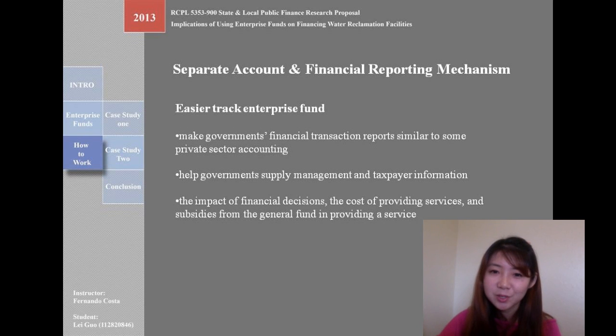Like we mentioned, revenues from charges and expenditures are separate from revenues and expenditures for other government activities. This practice makes it easier for financial managers to track enterprise funds, such as costs, revenues, and demands. The balance sheet and measures of financial success of government enterprise make these government financial transaction reports similar to some private sector accounting, and also help governments supply management and taxpayer information, the impact of financial decisions, the cost of providing services, and subsidies from the general fund in providing services.